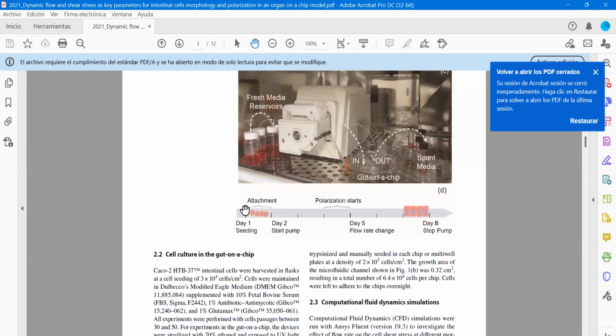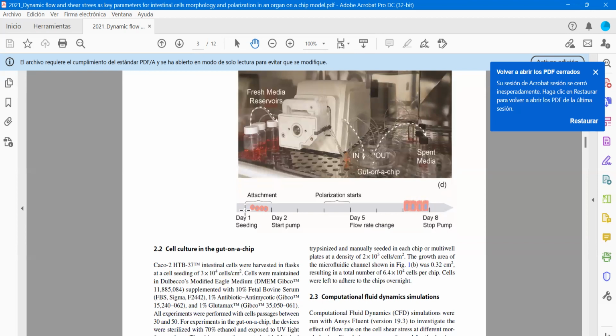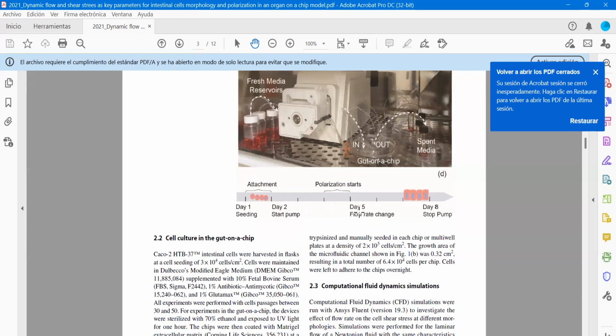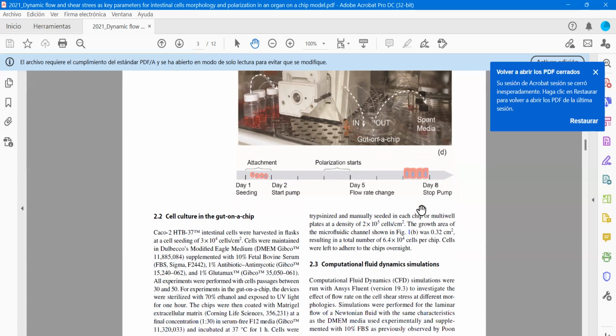Here you see a schematic of the experimental design. So the first day, they seeded the cells, so they are rounded, and after 1 day, they are attached to the channel. So they start pumping. And polarization starts. It means that the morphology of the cells changes from rounded to polarized, so they become higher. At day 5, they change the flow rate, and at day 8, they stop the pump.